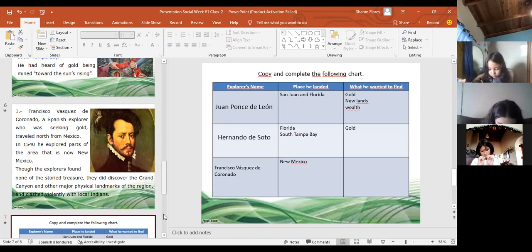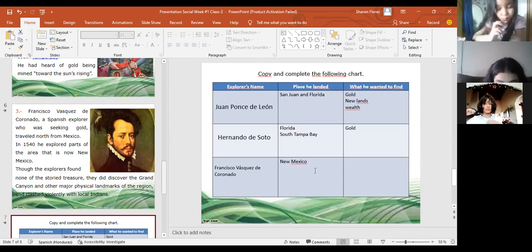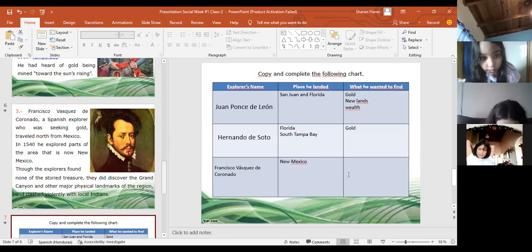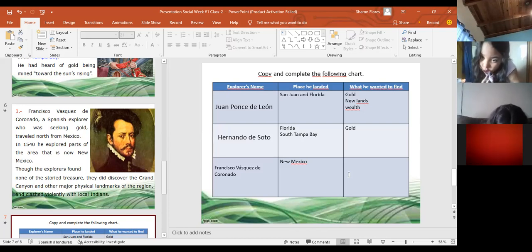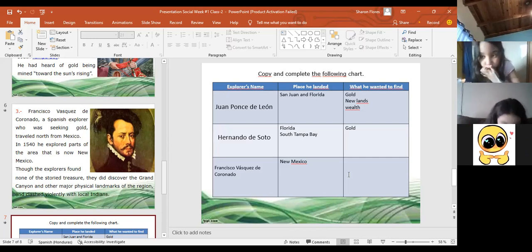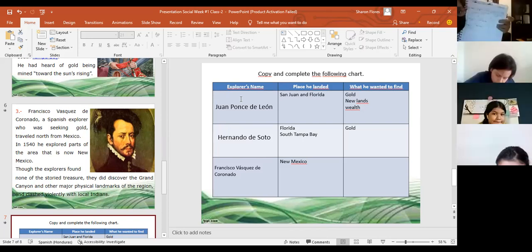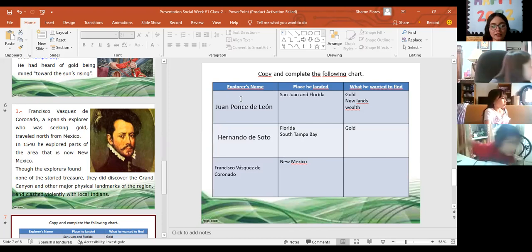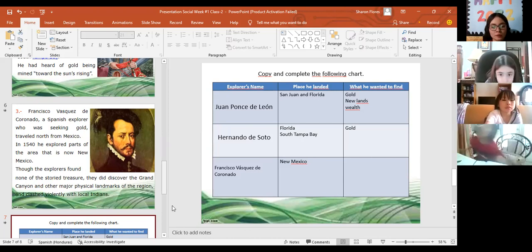So what he wanted to find, this boy, besides gold, we know that all of them were looking for gold. He was looking for gold, the treasures. And he discovered the Grand Canyon, remember, one of the major physical landmarks of the region. These Spanish explorers, since they found different people here, well, they clashed. So they killed some of the Indians that were living here just to have the space for them.